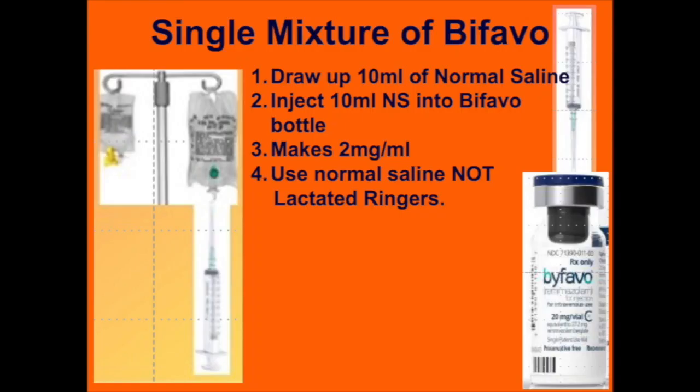And the way that you mix it up is you'll take a 10 cc syringe, draw out some of your normal saline, you can't use LR with it, inject that into the bottle, so it's 20 milligrams in 10 milliliters, so that makes 2 milligrams per milliliter.